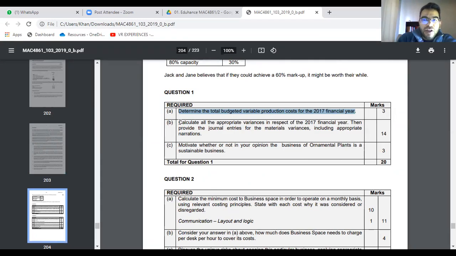Then they say calculate all the appropriate variances in respect of the 2017 financial year. Then provide the journal entries for the material variance, including appropriate narrations. So we need to do A and B. I just want to stop this so I can get Google Sheets quickly.